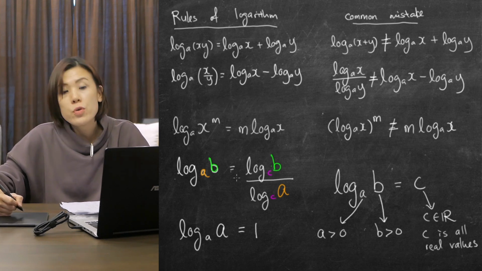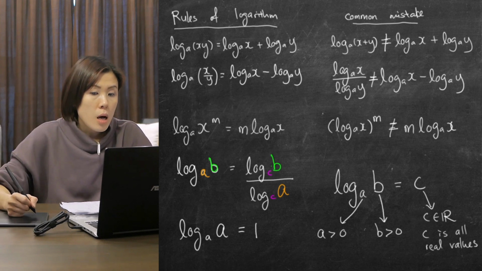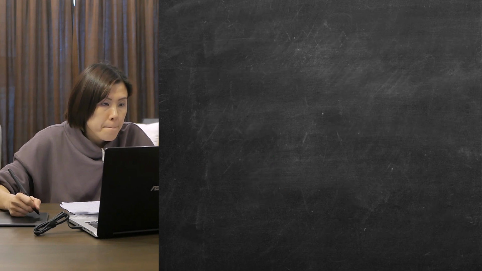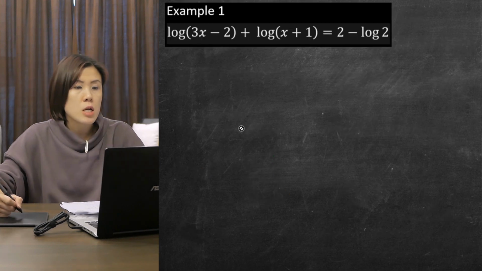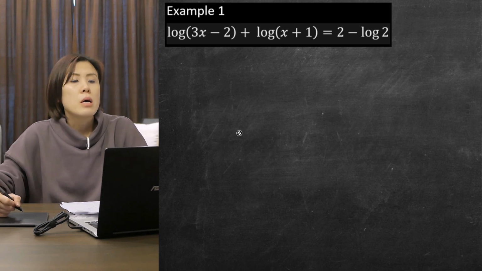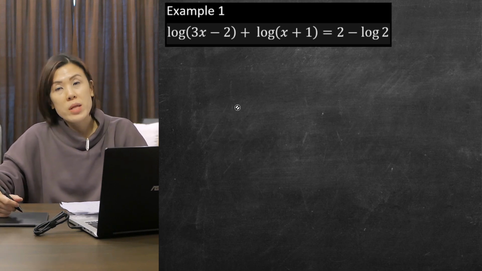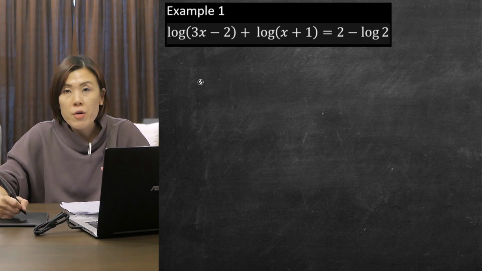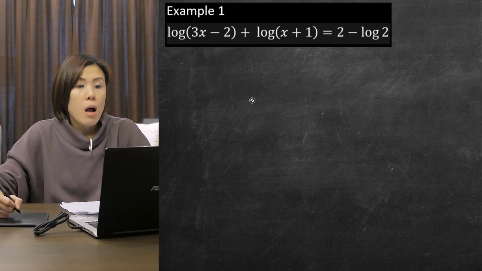Okay, next I'm going to show you the questions, the equations I'm going to solve. This is the equation I'm going to solve. Okay, you can see that in these equations, the base is not stated. I think everybody should know that for a logarithm, when the base is not stated, it is base 10. So all these logarithms have the same base 10.